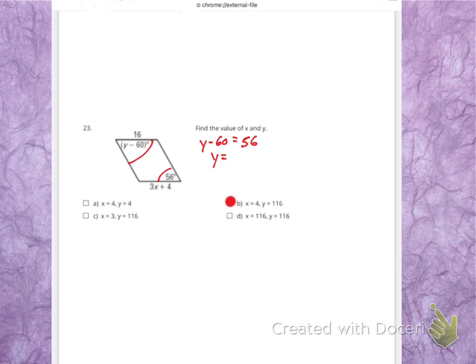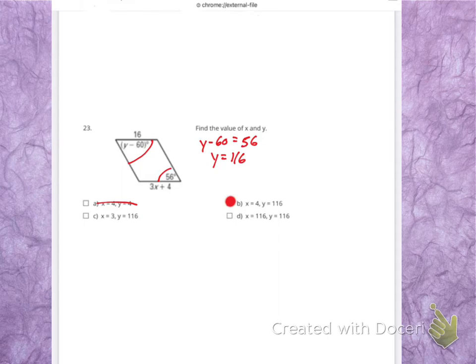So y is going to equal, I did this wrong, sorry. 56 plus 60 is equal to 116. So anyone that doesn't have y equals 116, you can cross off, right? So A is gone.